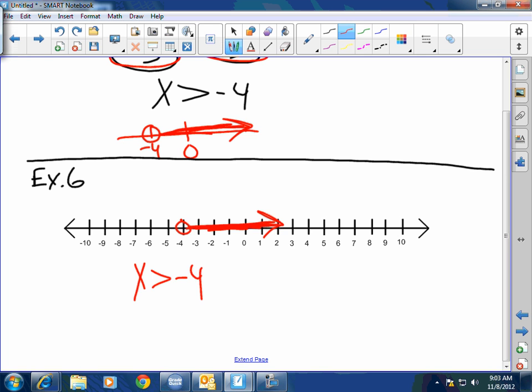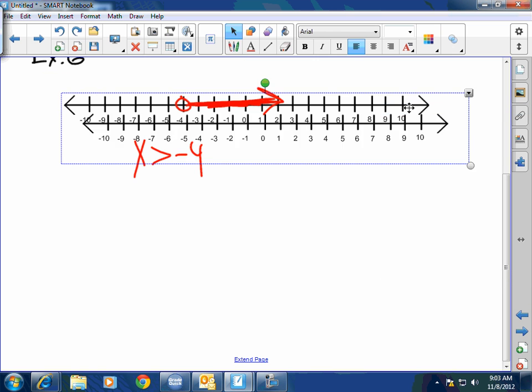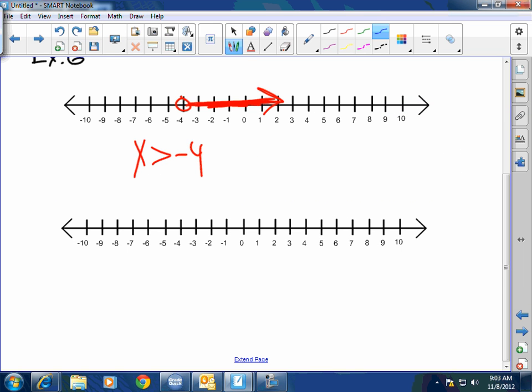Okay, does that make sense, guys? Yes, sir. Okay, what if I told you this? What if I say this? Who can tell me the inequality there? Sir, x is less than or equal to 4. Fantastic. Solid circle around the 4 means it's going to be either a less than or equal to or a greater than or equal to because it's solid. And it's going to the left. So that means that all of the x values are less than or equal to 4.